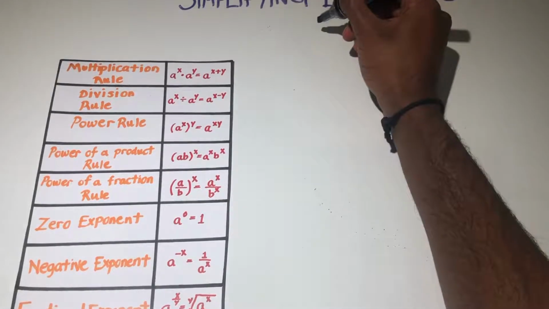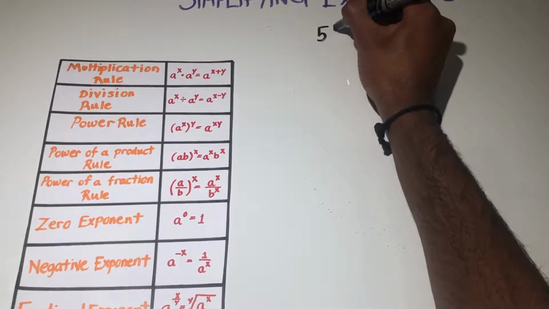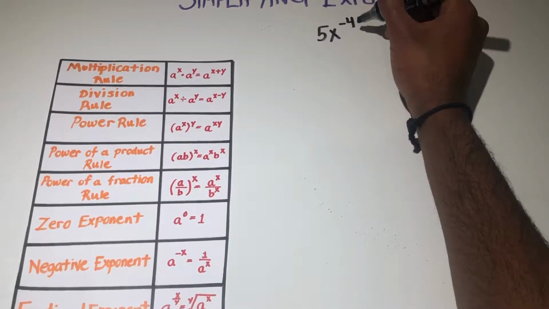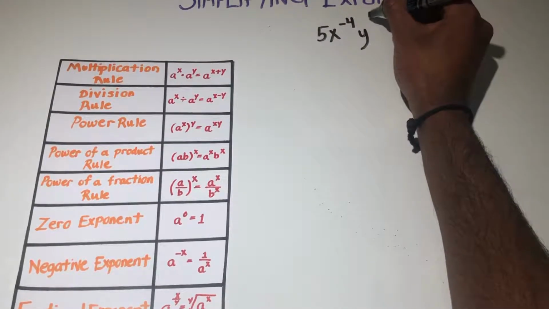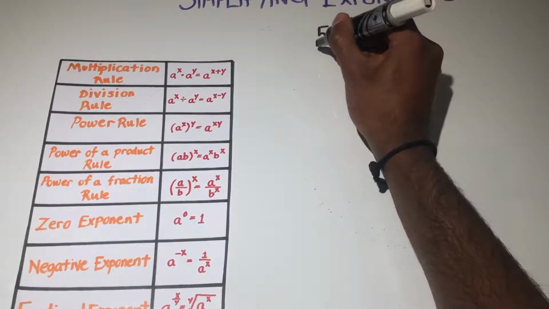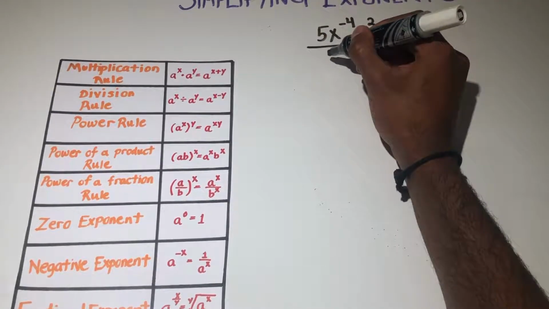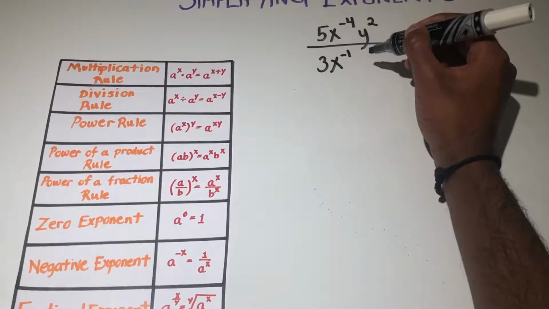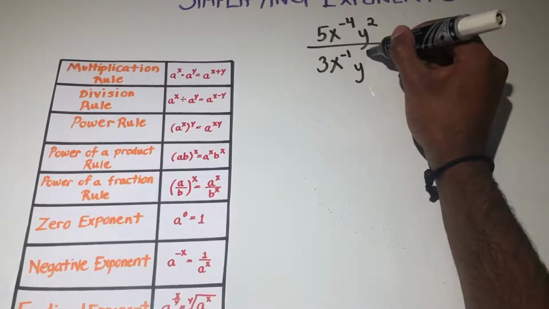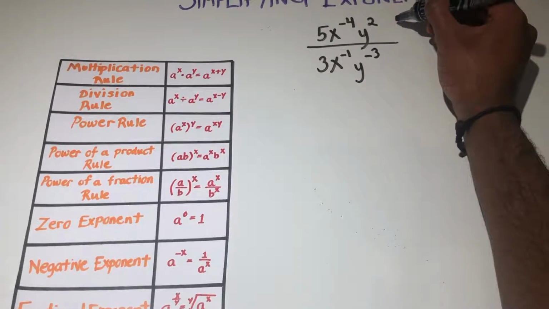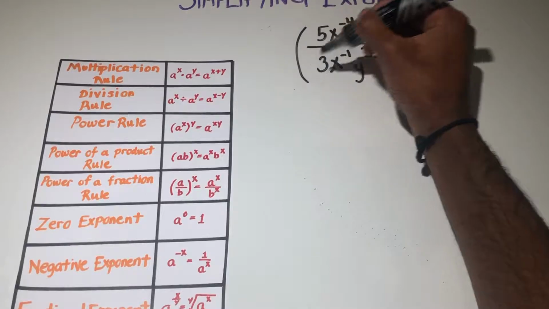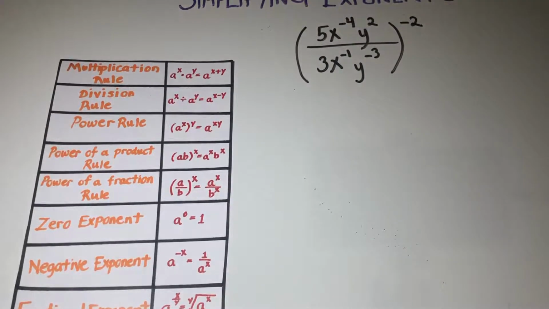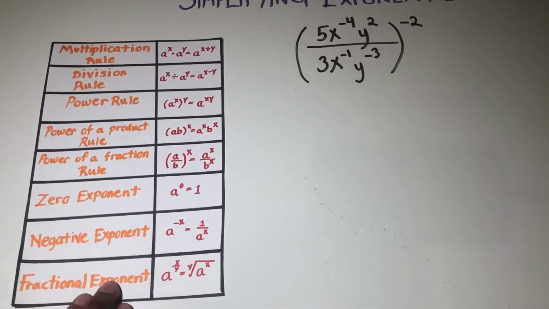Now we're given 5x to the power of negative 4 times y to the power of 2 over 3x to the power of negative 1 times y to the power of negative 3, and the whole expression is raised to the power of negative 2. So what do you think we should do here?